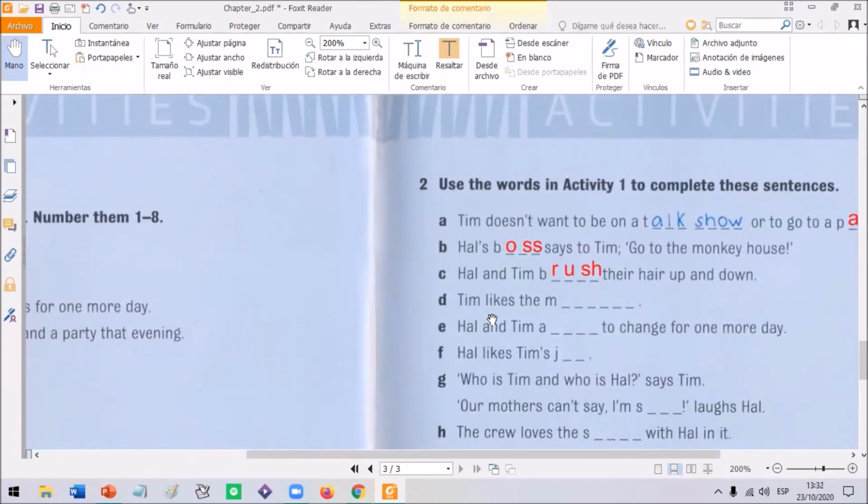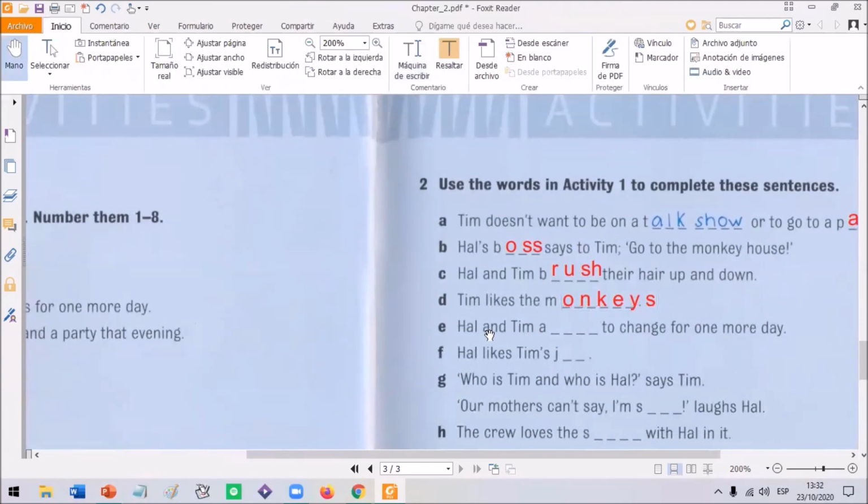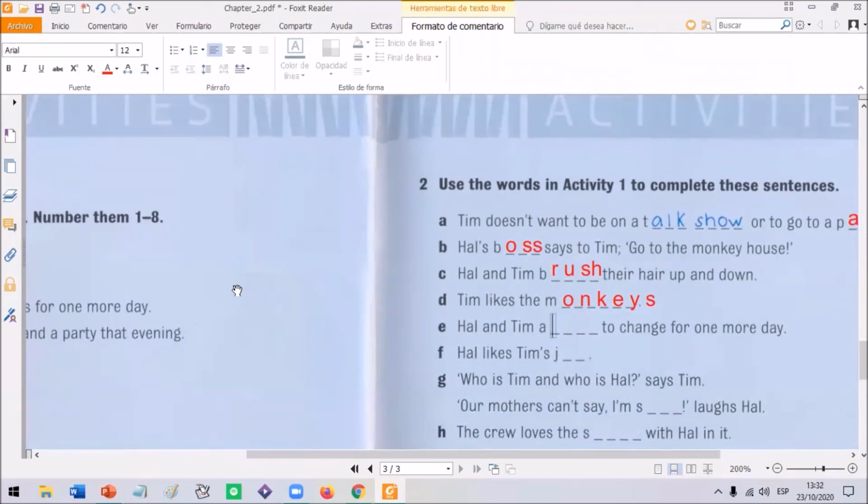The next. Tim likes... What does he like? Do you remember? Yes, he likes the monkeys. Very good. Hal and Tim to change for one more day. What's this word? Can you tell me on the chat? Yes, very good. Hal and Tim agree to change for one more day.